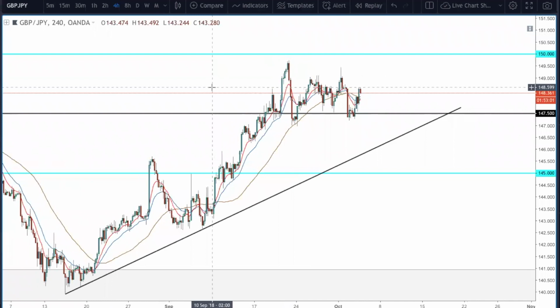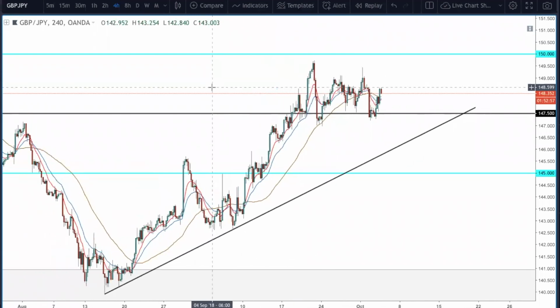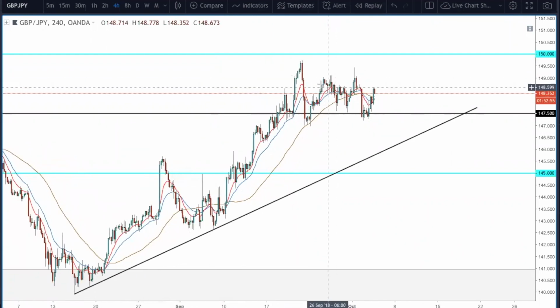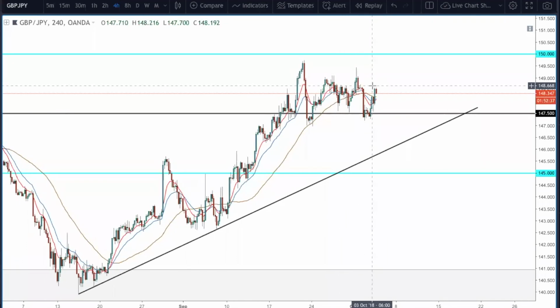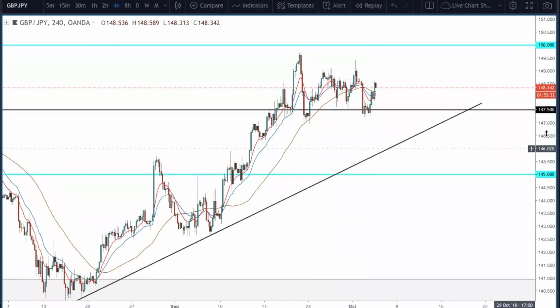So GBPJPY, since last week, if you remember, I did call a short on GBPJPY. We were around this area here, and as you can see, we did fall, and yesterday we fell as well, quite strongly to the downside, retesting this key medium-term support area. And we've now bounced strongly to the upside. Now, I didn't really expect this strong selling pressure yesterday. However, it happened. That's just the market.